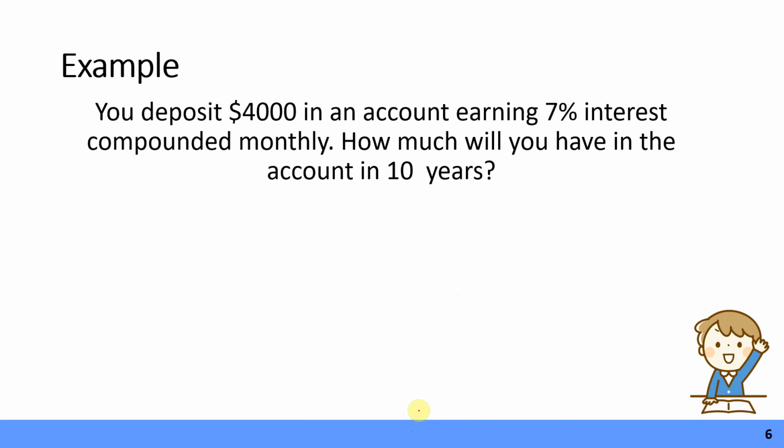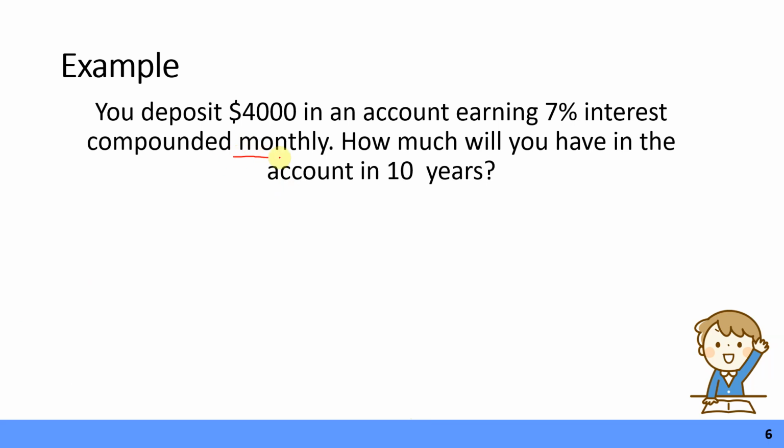Let's go ahead and try another one here. Very similar. You deposit $4,000 in an account earning 7% interest compounded monthly. How much will you have in the account in 10 years? So let's see how good this one is. Again, you look for the keywords. The word continuously is nowhere to be found in this problem. So obviously we're not going to use that formula.